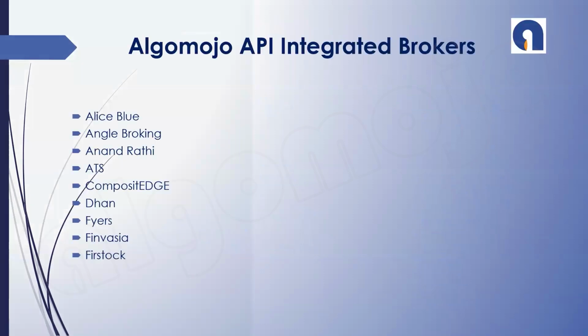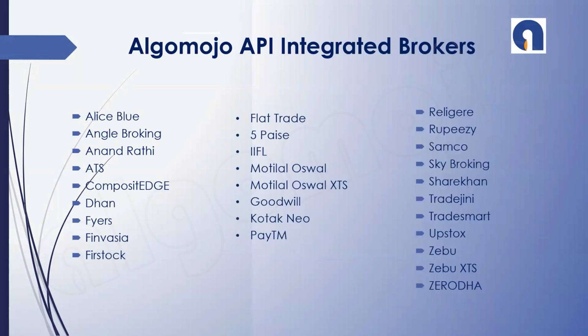We have currently integrated with close to about 27 brokers. Almost all the major brokers are integrated in our platform for API order executions. So, in case you already have an account with any of these brokers, you can use them, or you can open a new account with any of these brokers and start using them.